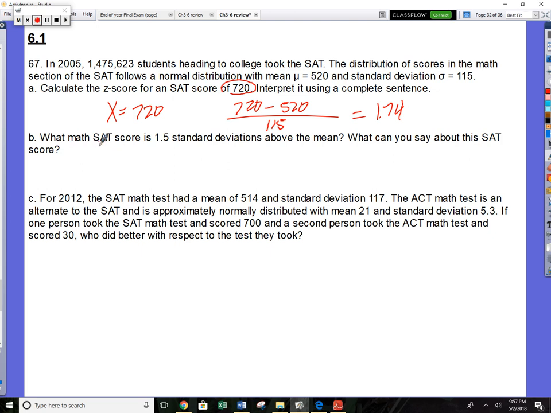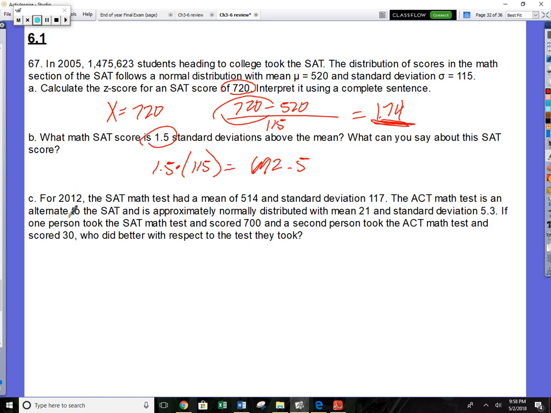What math SAT score is 1.5 standard deviations? Okay, this was 1.75. So 1.5 has got to be a little smaller than 720. Okay, so here we go. We're just going to take that 1.5 and times it by the standard deviation of 115, and that is going to give me 692.5. That's pretty reasonable. We knew it's got to be less than 720. 720 gives us 1.74. So to find it, that is the z-score. Z-score is 1.5. So you just multiply it by 115, or by the standard deviation.